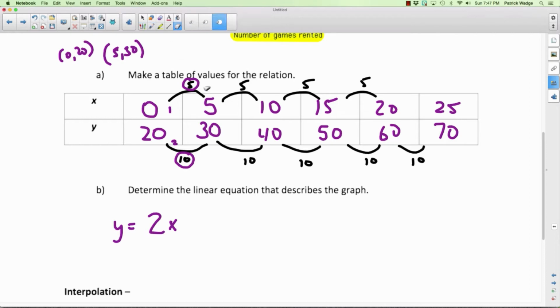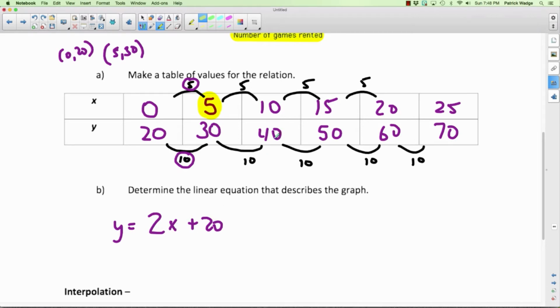Okay, now let's see if that worked. When we put a 2 in there, does everything work out or not? Let's try the first one, because having 0 is beautiful. If I put 0 into the x, I get 2 times 0, which is 0. But I want 20. How do I get from 0 to 20? I add 20. Let's see if that works for the next one. If I put 5 into this x, I go 2 times 5, which is 10, and then I add 20, I get 30. That looks good. Let's try the next one. If I put 10 in there, 2 times 10 is 20, plus another 20 is 40.